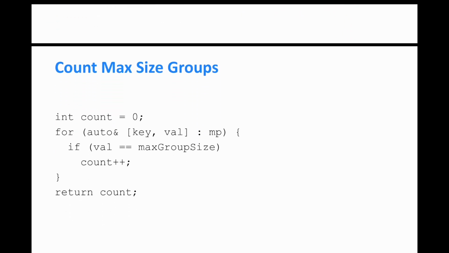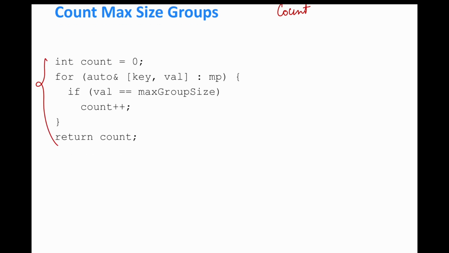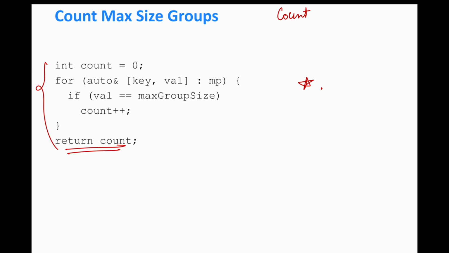Now what is left? Now we just need to count the number of times that maximum group size has occurred, right? For that we'll be using this simple syntax, and we'll return our count. So this will be our answer. Let's try to code it up in our IDE and try to submit it.